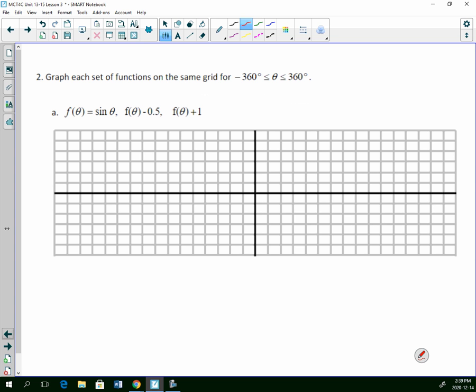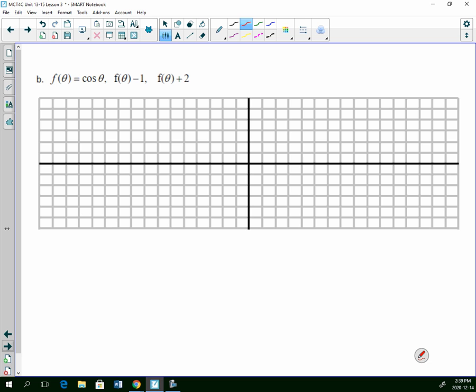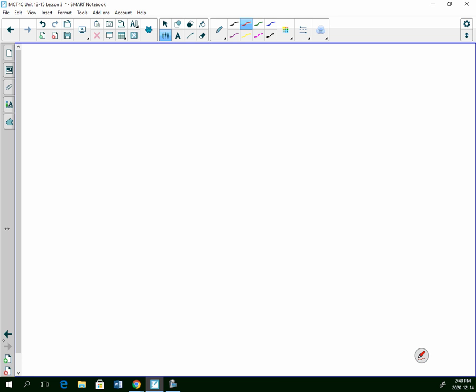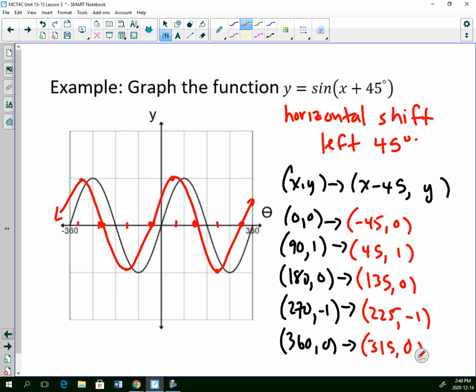Okay, these are just questions from the guide. You are graphing sine, the original function, and then it wants you to shift it down 5 and up 1. So you can do that on your own. And then these are also from the graph. You have cosine. It wants you to shift the graph down 1 and then up 2. Okay, so those are horizontal shifts and vertical shifts.